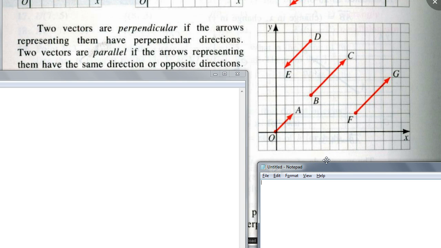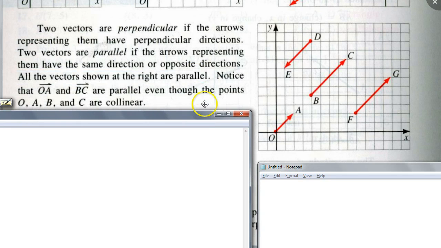These are all vectors that are parallel. Look at DE and AO. They're opposite direction. They're still parallel. What do you know about these two, AO and BC? Are they still parallel? Yeah. In that sense, it's not like parallel lines. Parallel lines can't be collinear, but for vectors, they could be. It doesn't matter. So Hannah, why don't you read this for us?